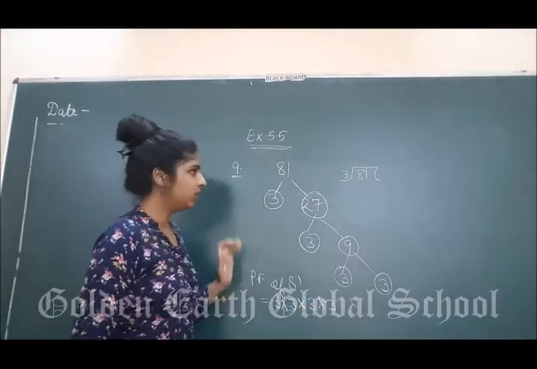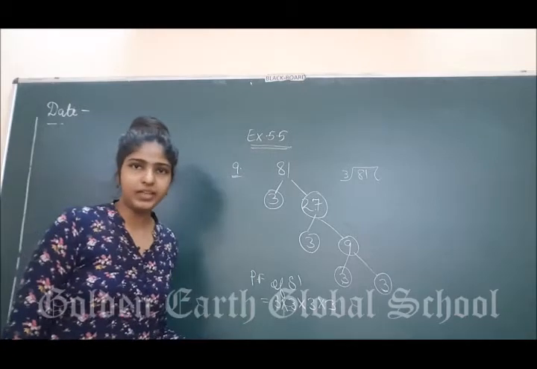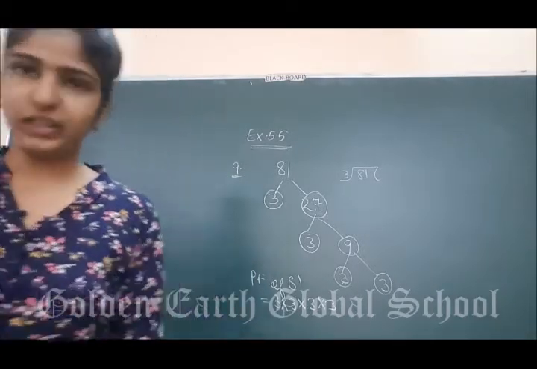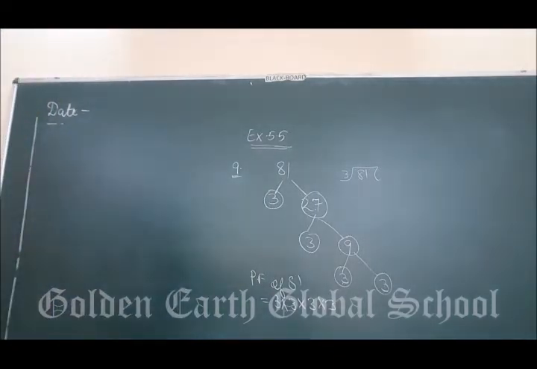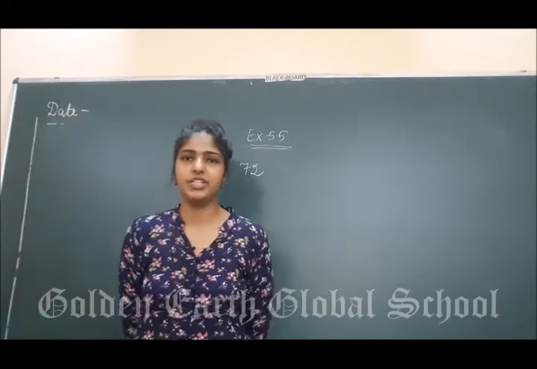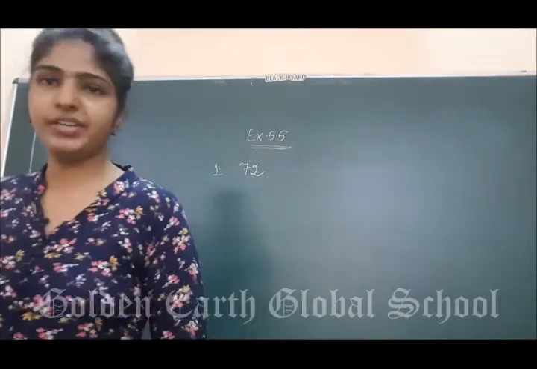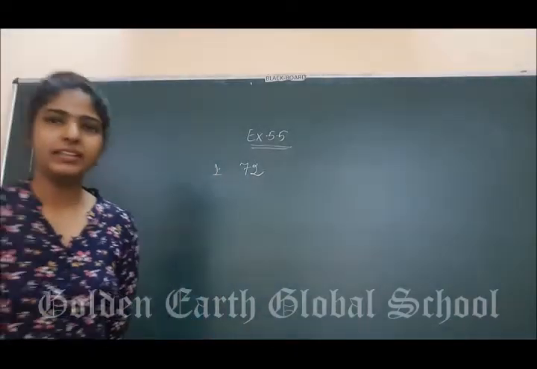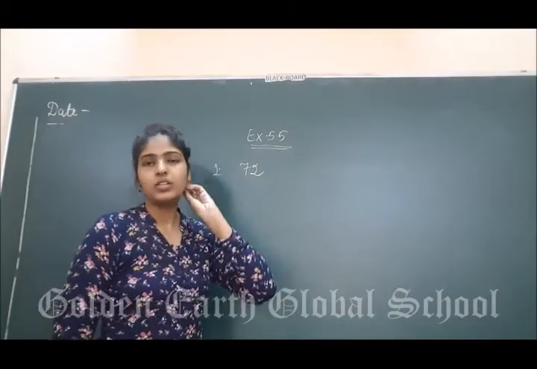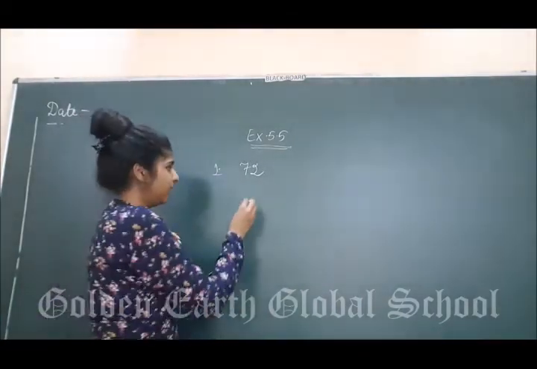Clear everyone? So this is the factor tree method to find the prime factorization of a given number. Hope the concept is clear. Now C part, find the prime factorization of each number by division method. Which method did we do earlier? Factor tree method. Now we are using division method. So in the division method, what do you have to do?